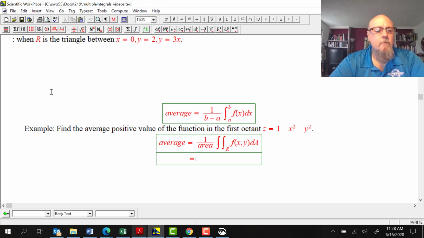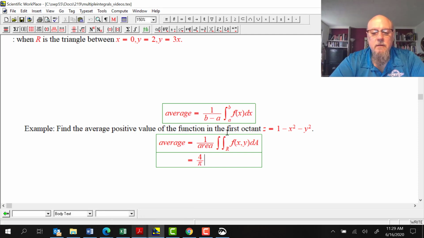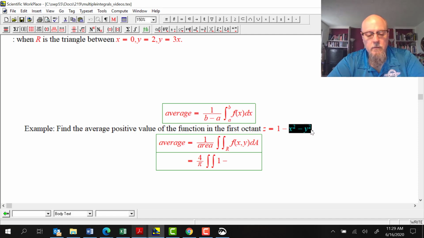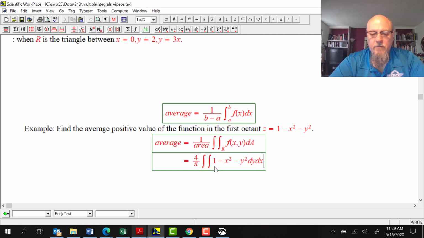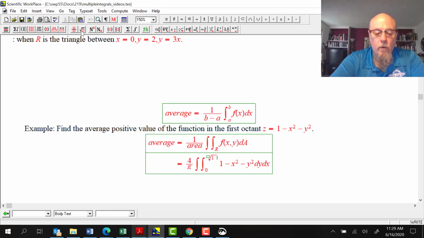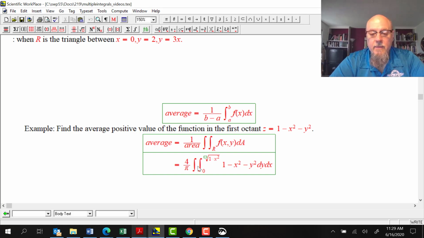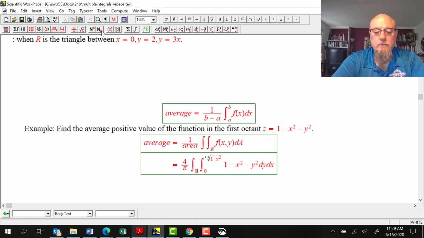So in our case, when I go 1 over pi over 4, let's just invert and multiply. And we just need this here. And we decided to go dy dx first. y was starting on the curve y equals 0 and ending on the curve square root of 1 minus x squared. And then x was going from 0 to 1.